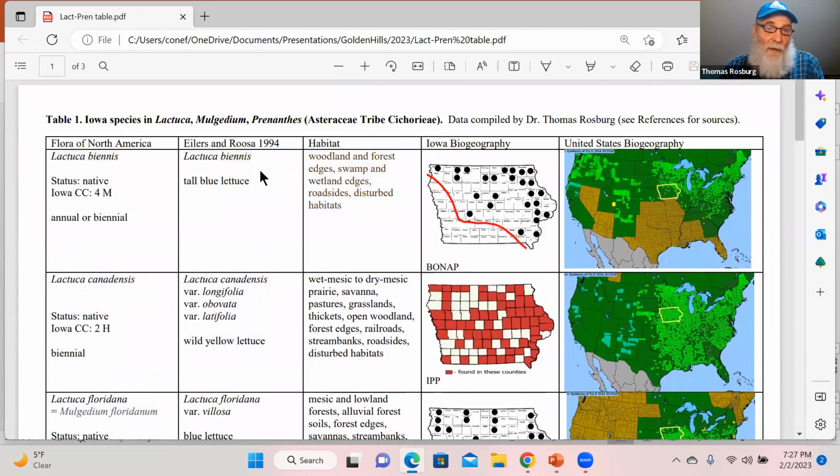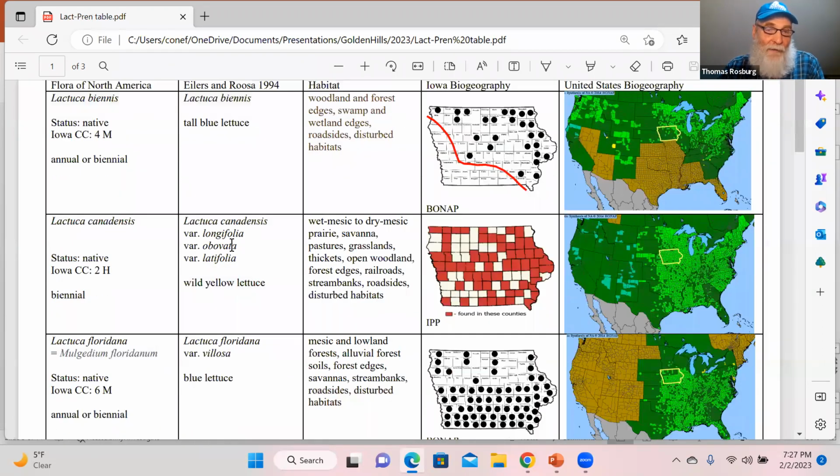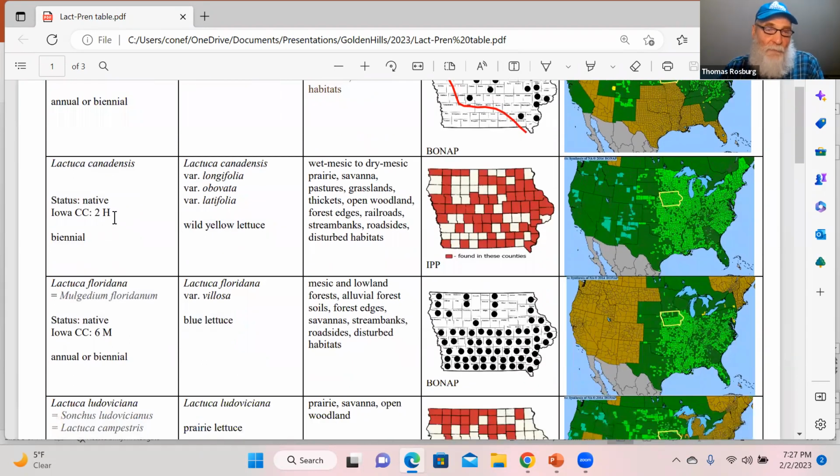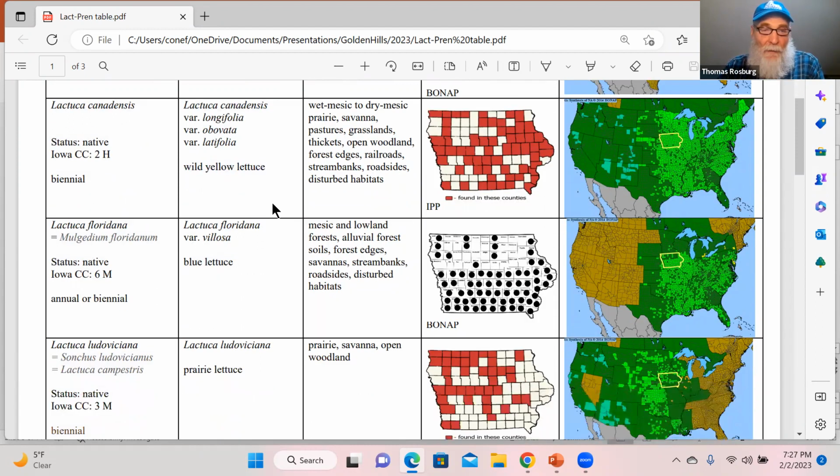In Eilers and Rusa, it does list the different varieties that are present, and so I do list those there. This one has a coefficient of 2, and we're really certain of it because we see this species a lot. This is the most common Lactuca that you're ever going to see, most likely.